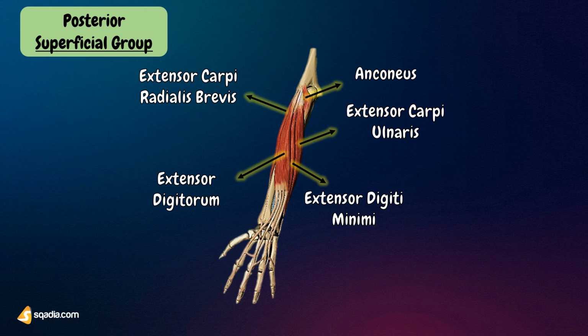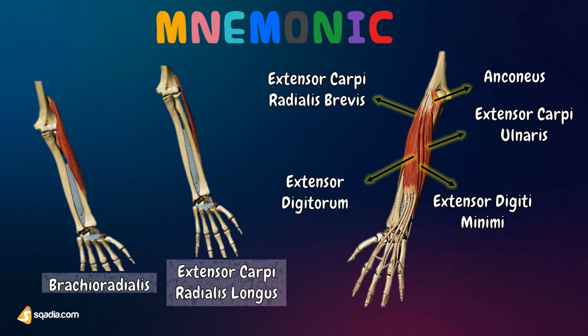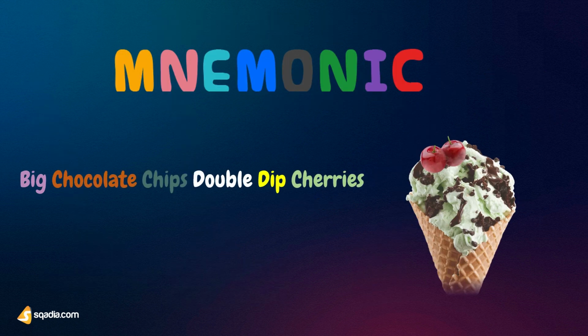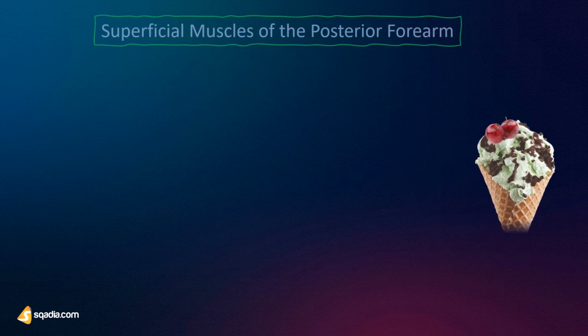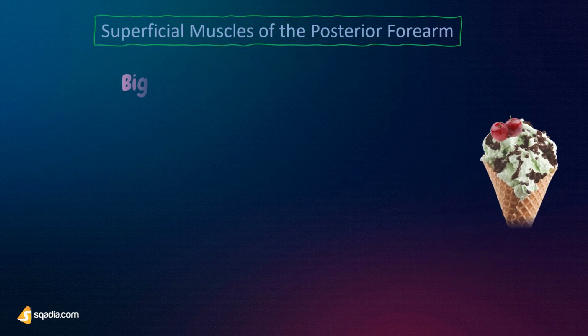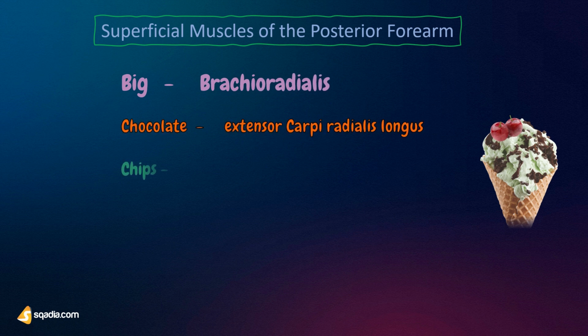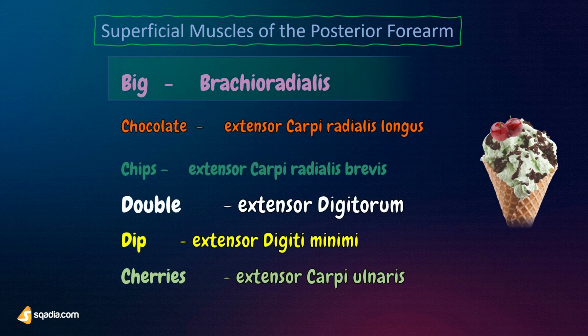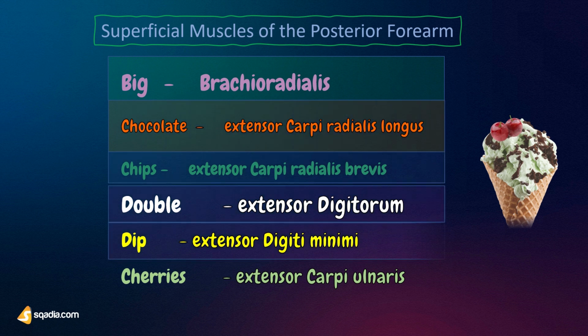The trick to remembering these muscles is that remember these are all extensor muscles of the forearm. So if you just remember this sentence: baked chocolate chips, double dip cherries. The capitalized words denote the name of the muscles. The longer word, the longer muscle. You can pause and commit the names of the muscles before moving ahead.